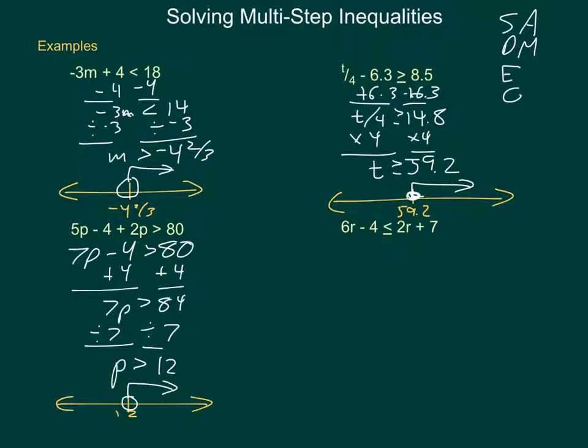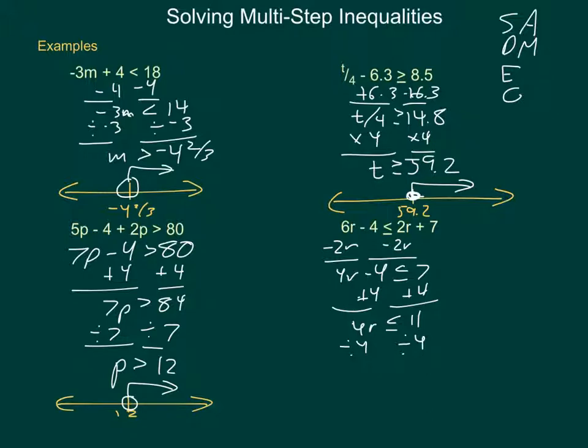Our other thing to keep in mind, if we do have our variable showing up on both sides, we need to consolidate it. So I'm going to subtract 2r from each side here. That gives me 4r minus 4 is less than or equal to 7. Now, solving, since I have subtraction, I'm going to add 4. That gives me 4r is less than or equal to 11. Dividing both sides by 4, since I had multiplication, tells me r is less than or equal to 2 3/4.